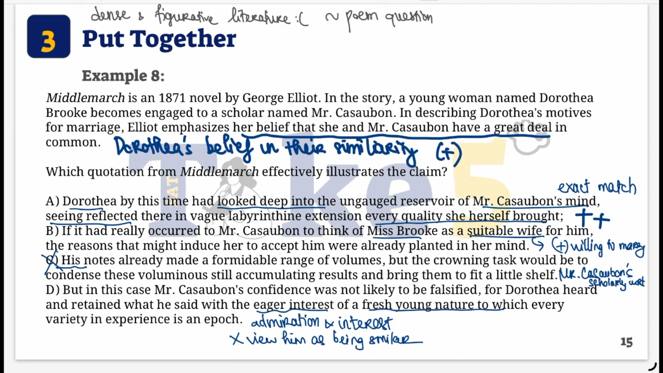So we see that this question has three quite positive supporting answers. But because of the figurative description, it is easy to get confused between B, D, and A. The key is to go beyond the general positive feeling and ask which answer matches the specific claim most completely. B and D both show Dorothea's positive feelings towards Mr. Casaubon, but neither mentions similarity or shared qualities directly. Only A explicitly shows her seeing her own qualities reflected in him, making it the closest and most complete match to the claim.